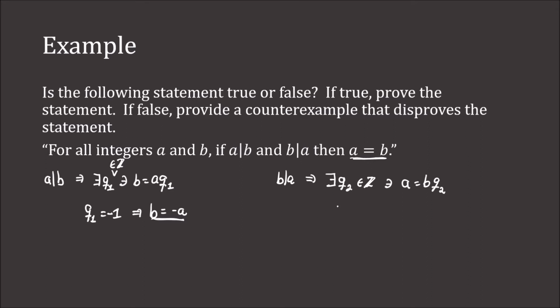Well, once again, if we take q2 to be negative 1, then a would be equal to negative b. And once again, we have that a and b are not equal. So it would appear that this statement is false. And a good counterexample would be to take a to be any integer and let b be its negative.